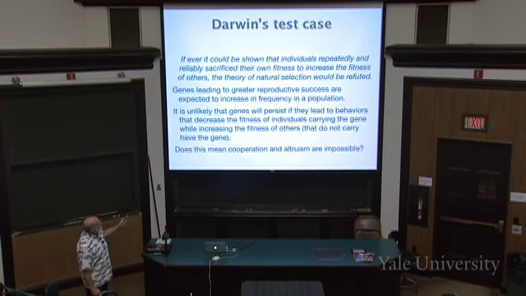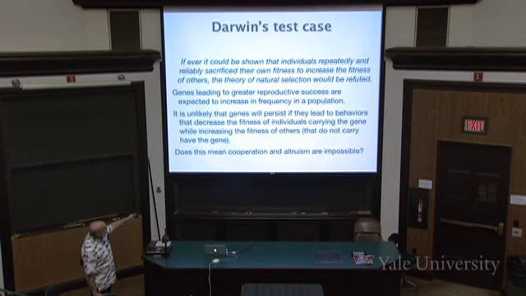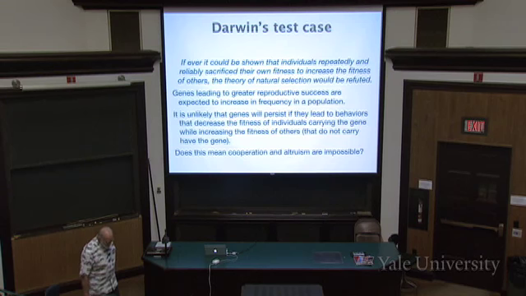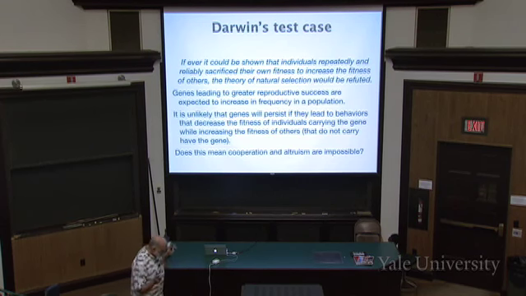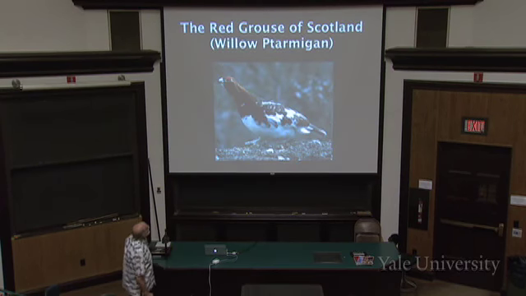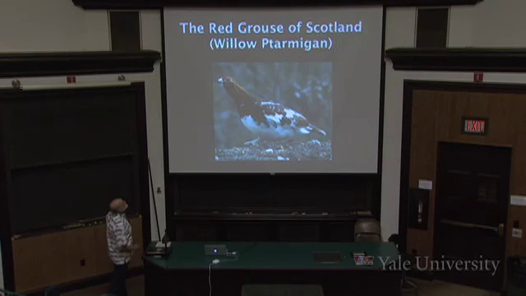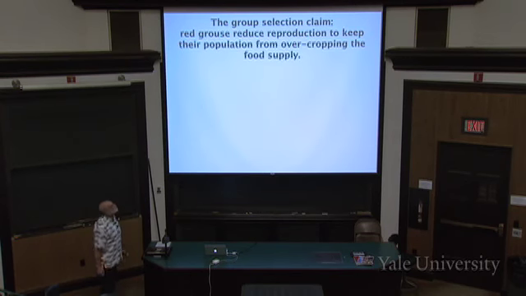And the logic is given here, and the conclusion that one would come to from that is that if you just take a simple-minded, mid-19th century view of the theory of natural selection, altruism and cooperation should be impossible. And an early alternative explanation focused on group selection, and the iconic example there was the red grouse in Scotland, it's a kind of ptarmigan.